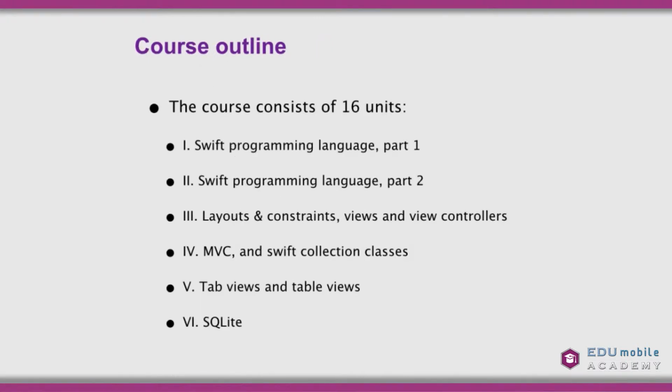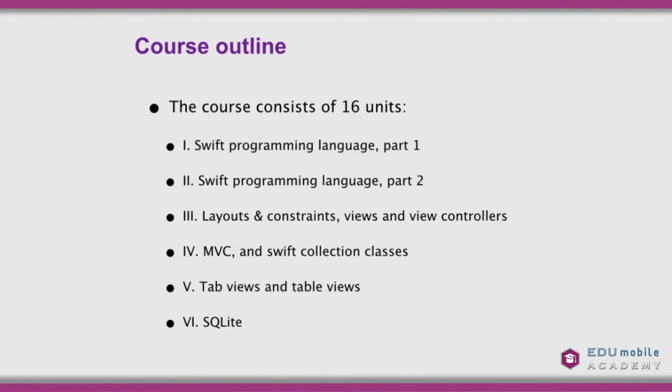So what does the course look like? The course at this point consists of 16 units. There will be at least 16 units. I've already made a change from the published information on the website. I've split the Swift programming language unit into two parts because it's too big to cover in one week unit. But the course basically consists of 16 units, and there will be at least that many.